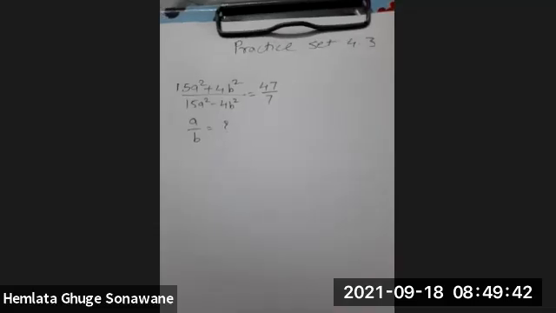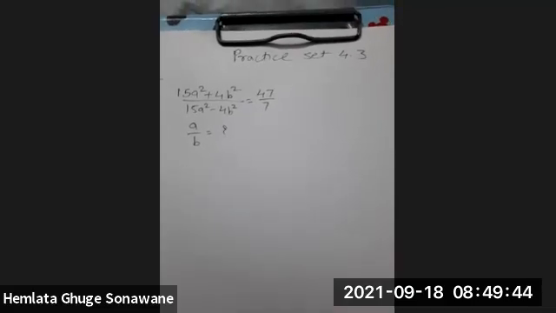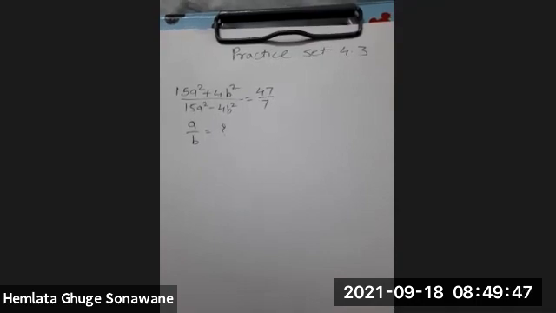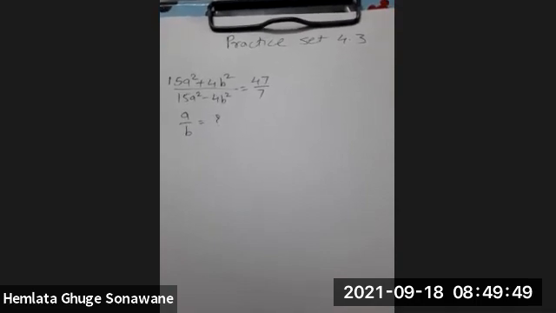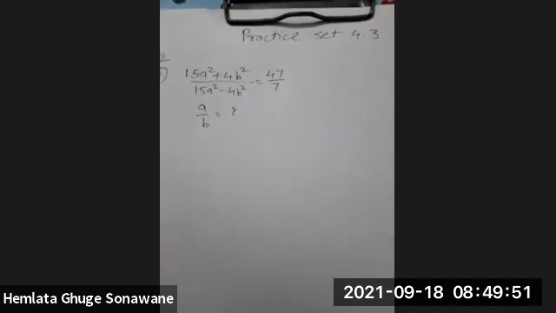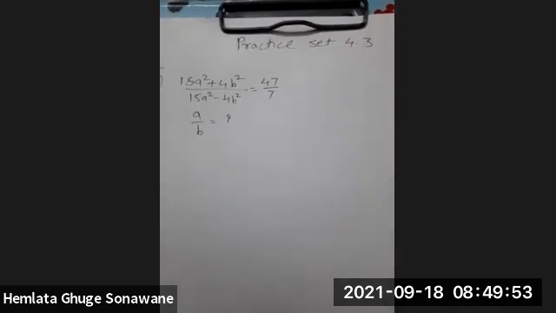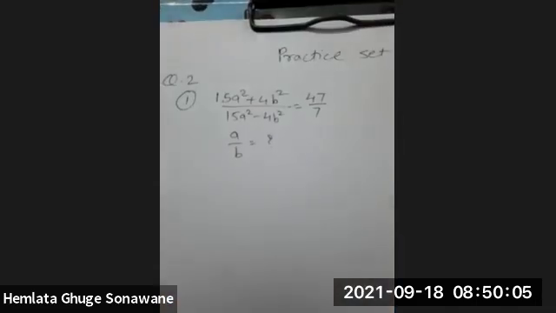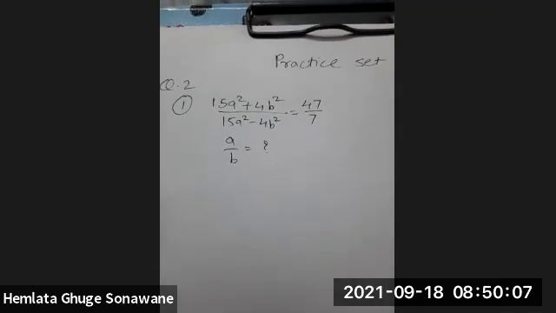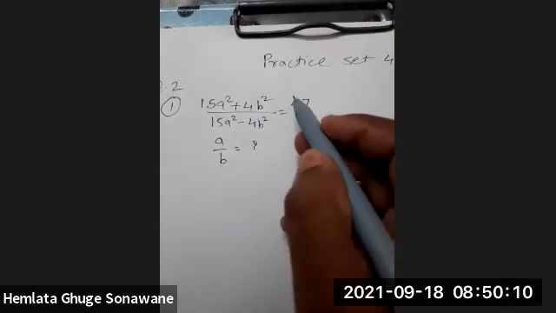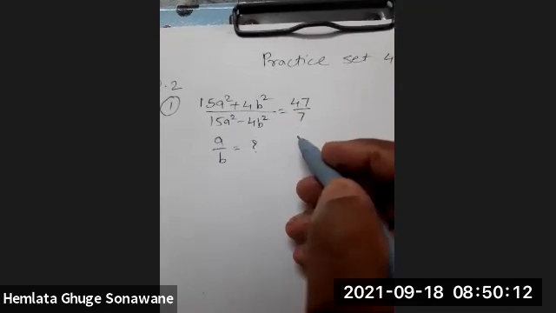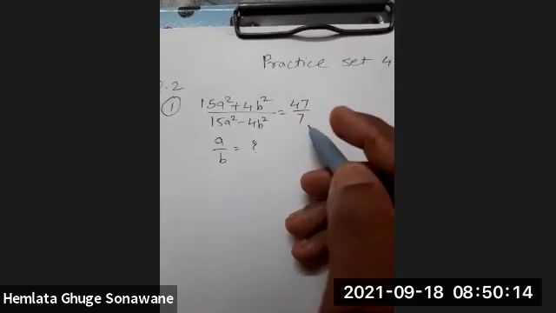Question number 2, practice set 4.3. Just take out textbook page number 70. Question number 2, what is given in the question number 2? If (15a square plus 4b square) upon (15a square minus 4b square) is equal to 47 upon 7, then find the values of the following ratios.